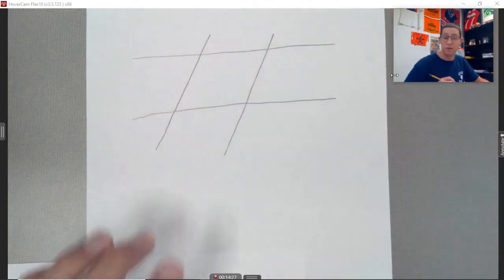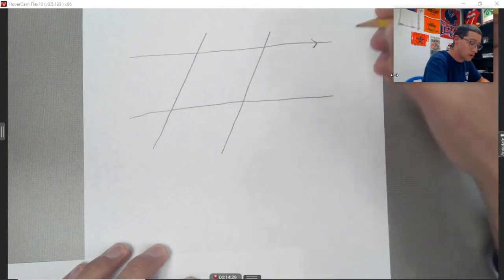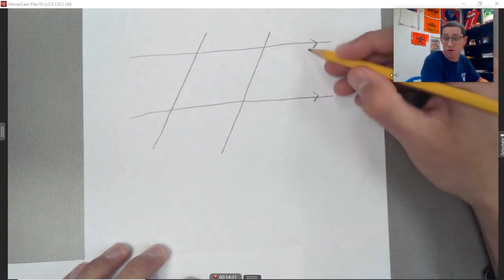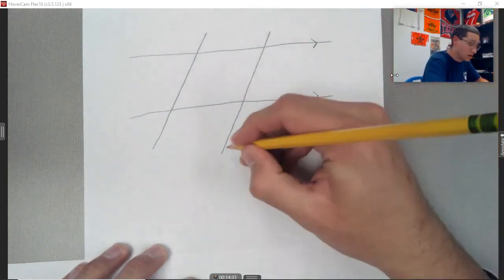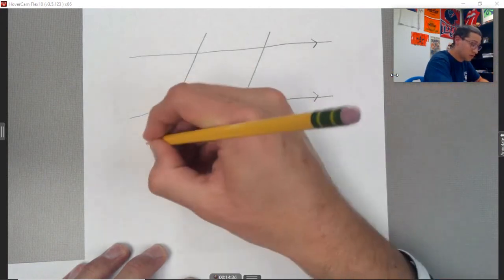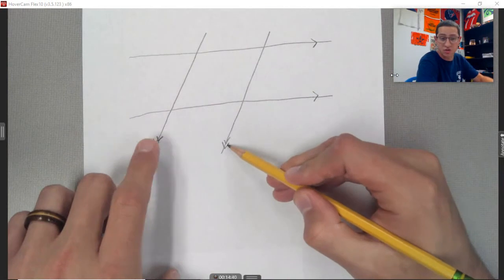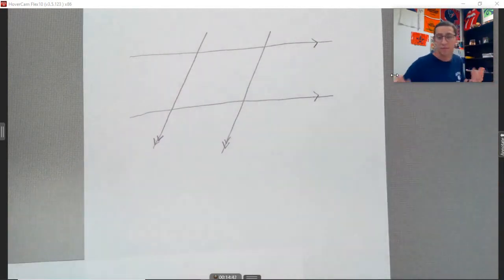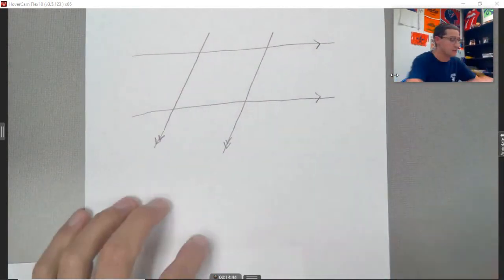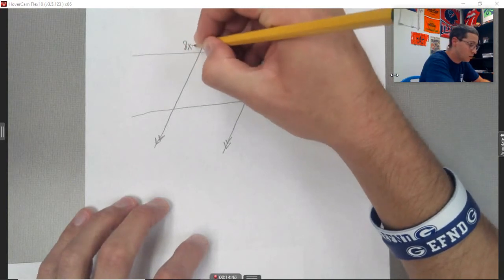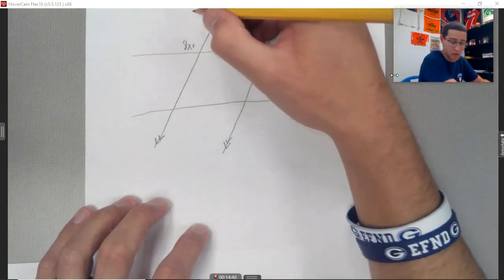Now, I'm going to use my parallel line symbols. When you see an arrow in the middle, that means these two are parallel. I'm also going to put 2 arrows here, so that means these 2 are parallel. Because it's 2, 2, those match up, and then the 1, 1 matches up. And let's say this angle was 8x plus 8.